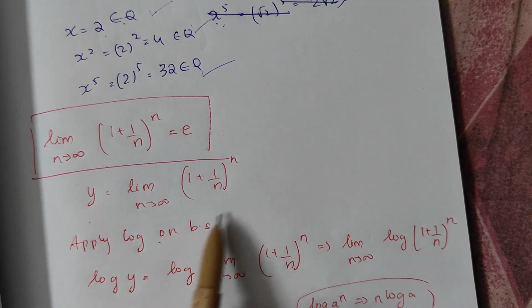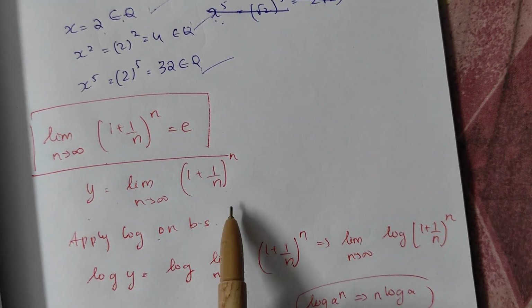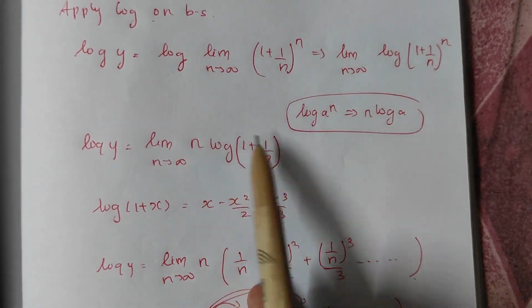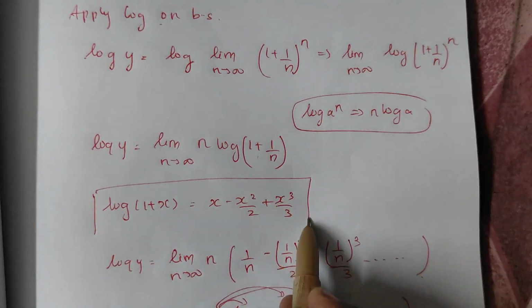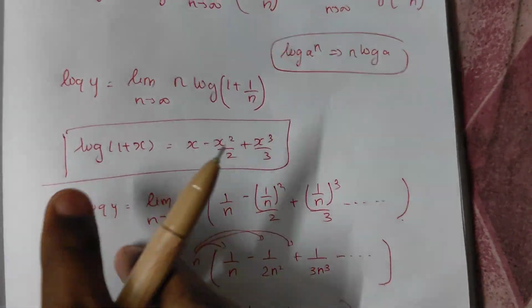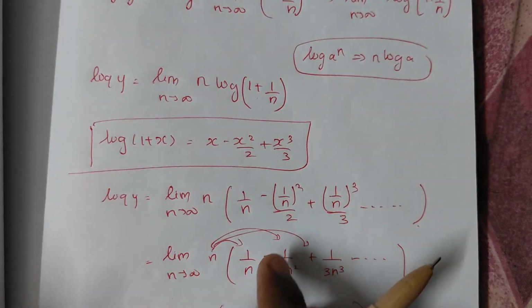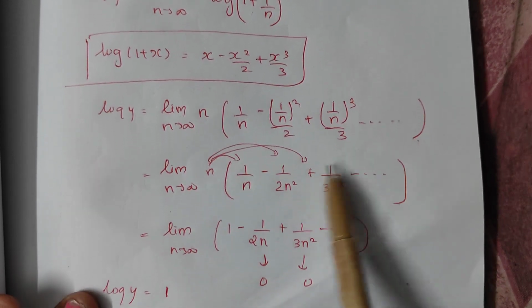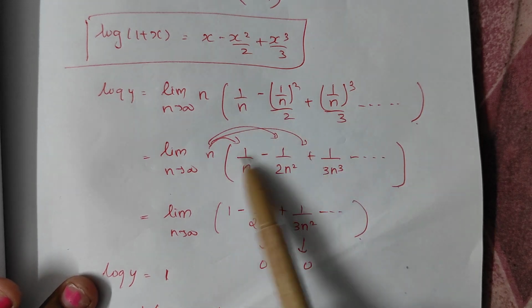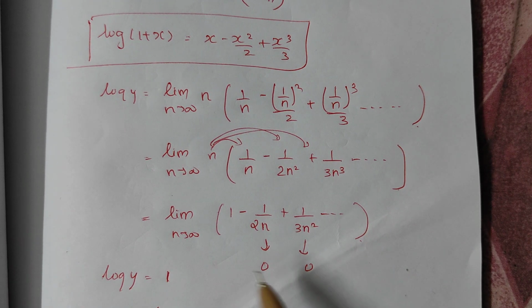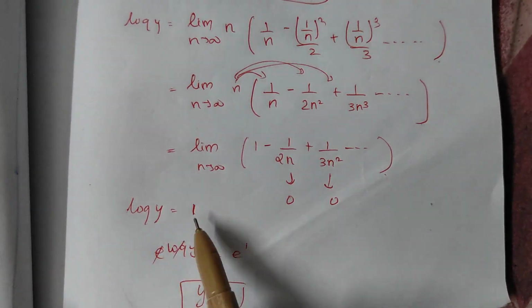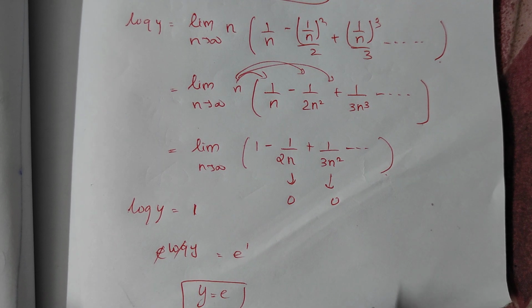This is very simple. Just take the left hand side as y, apply log on both sides, simplify, and do the expansion. The expansion of log of 1 + x is x minus x squared by 2 plus x cubed by 3. Bring that n inside, and you will get the answer as 1. When you bring this log here, you will get y is equal to e power 1.